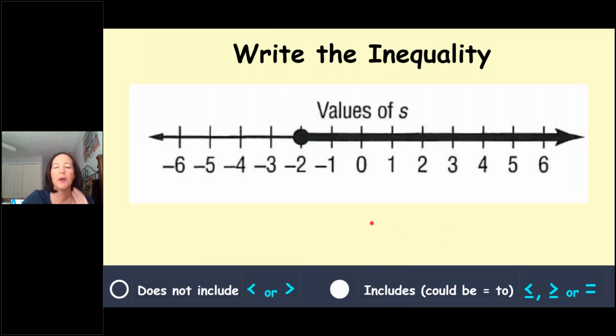Okay, let's move on. Tylisha, how about this one? Write the inequality for this one. What would it be?